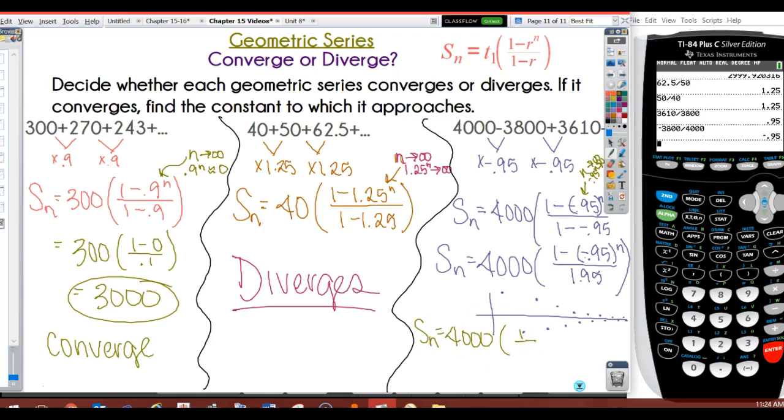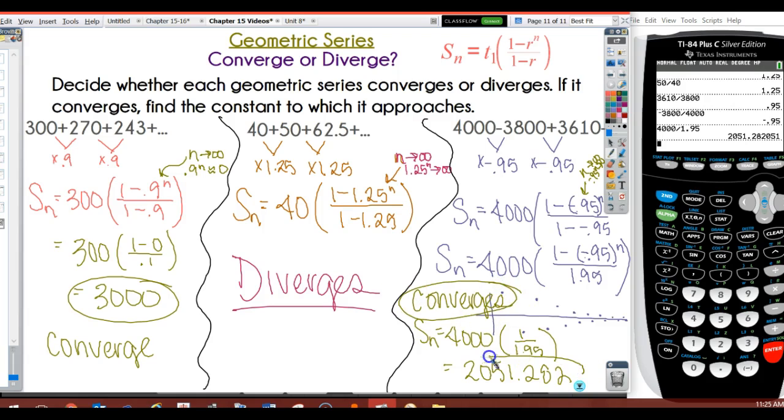So we'd end up with 1 over 1.95. And so then we could take 4,000 divided by 1.95, and we're going to get about 2,051.282. And so again, we would say that this converges, and this is the number to which it converges.